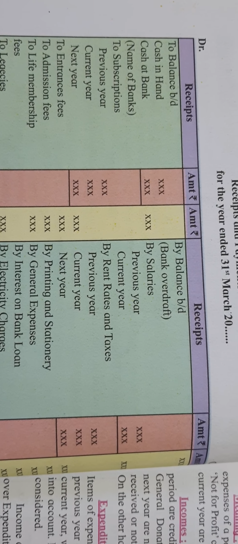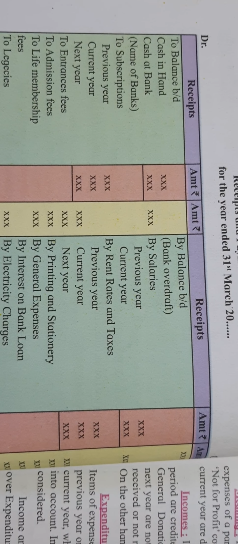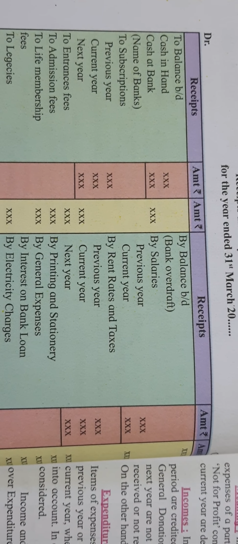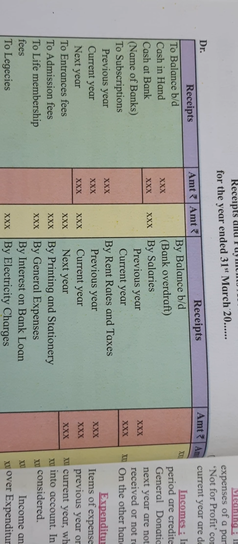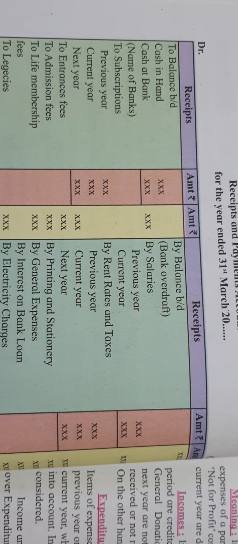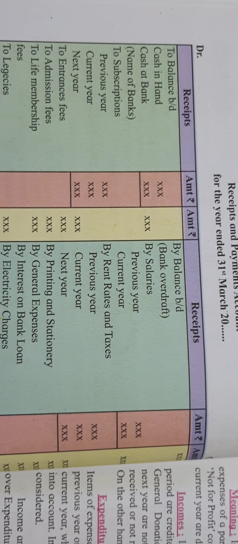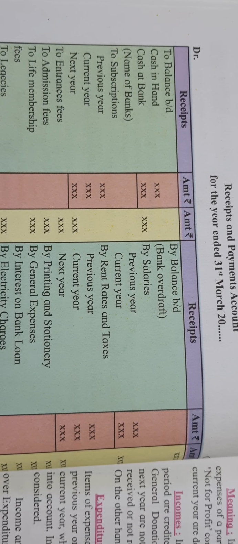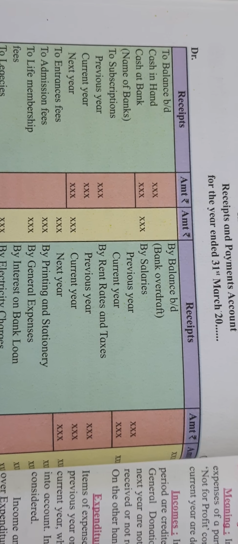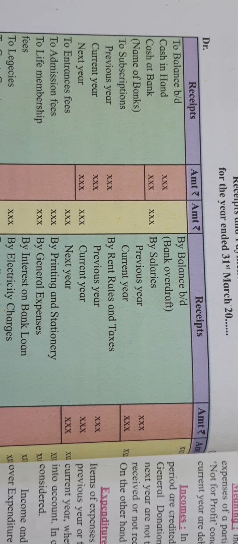Here they show previous year, current year, next year. As it is a receipts and payments account, how much money is received and how much money is paid will be recorded under the receipts and payments account. So whether the money received is for the last year, the current year, or the next year, it does not matter, but money received is what affects it. So it will be recorded on the receipt side.